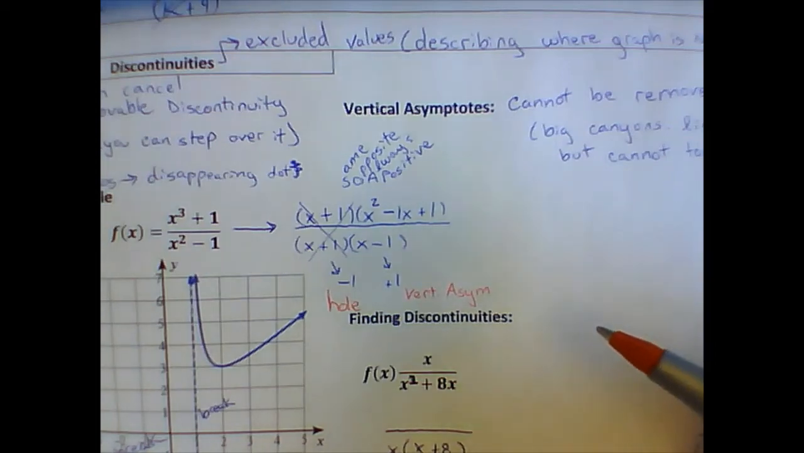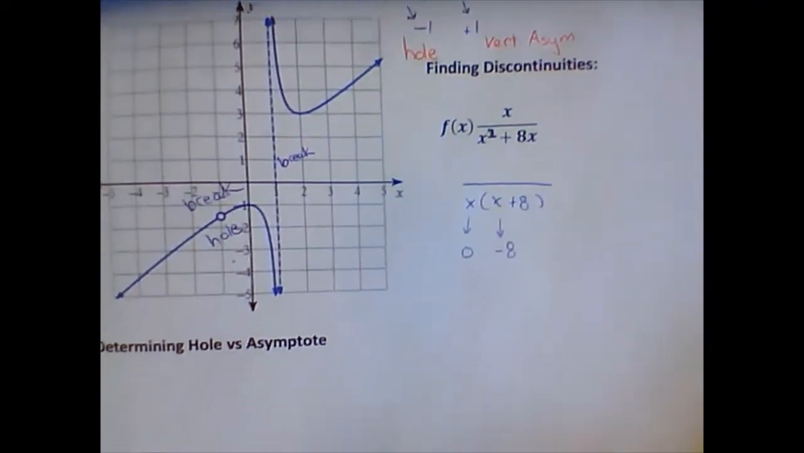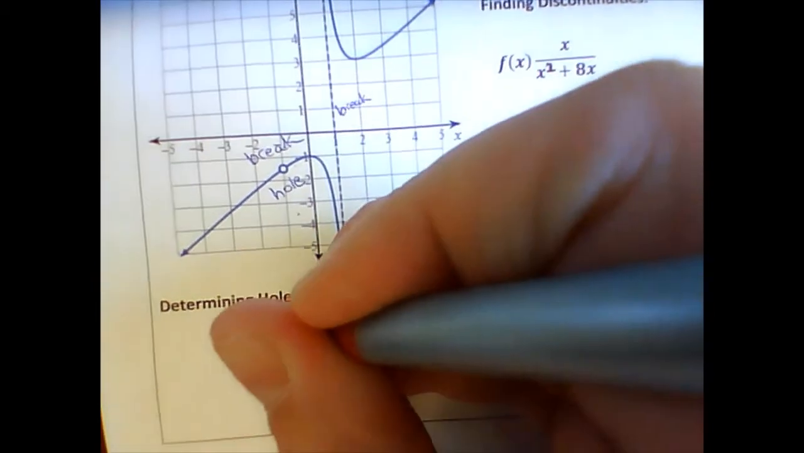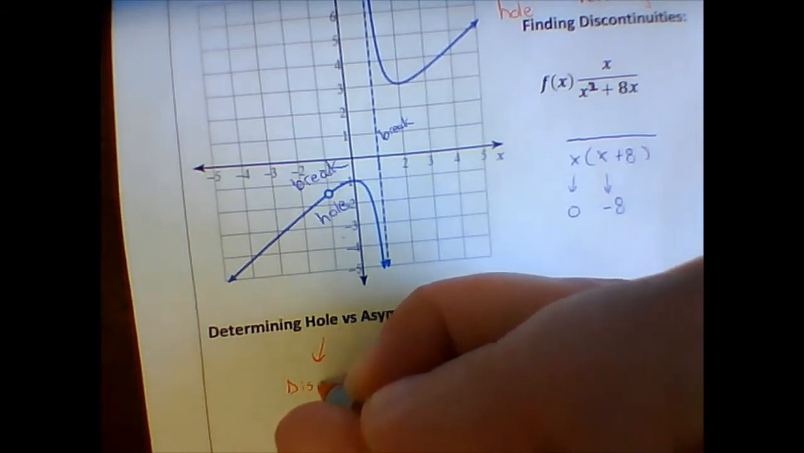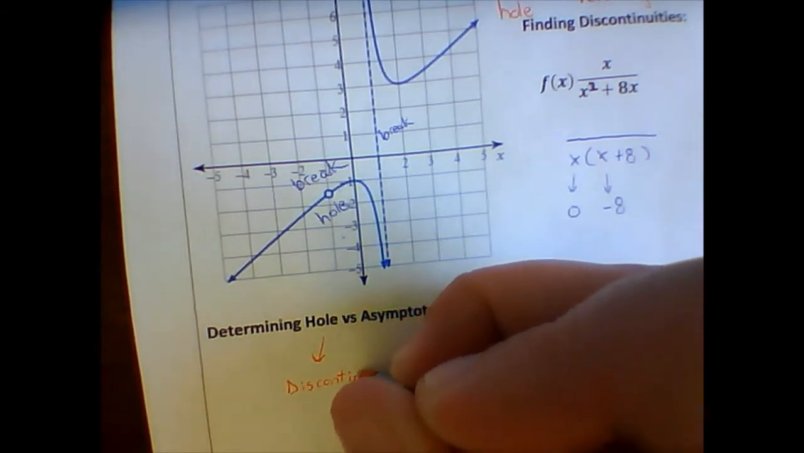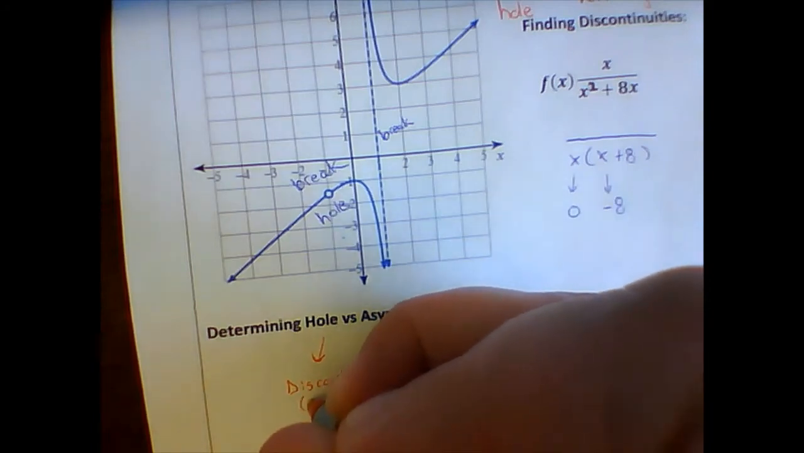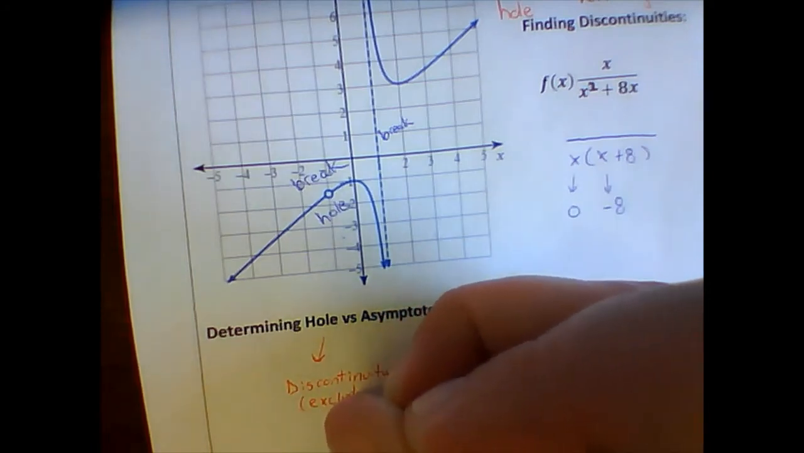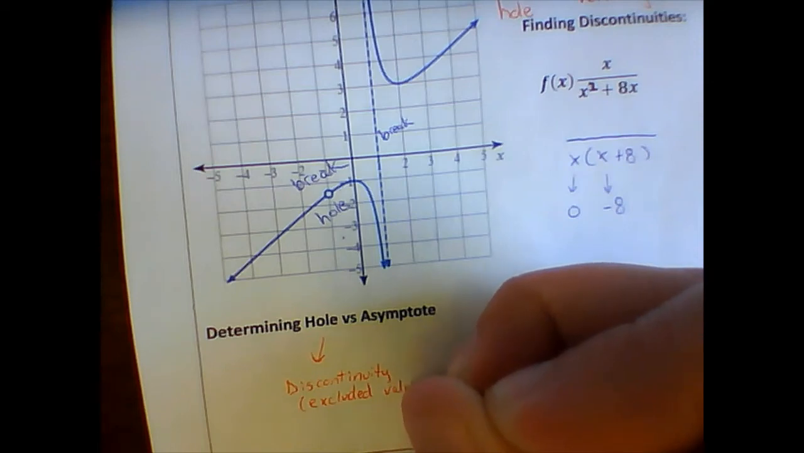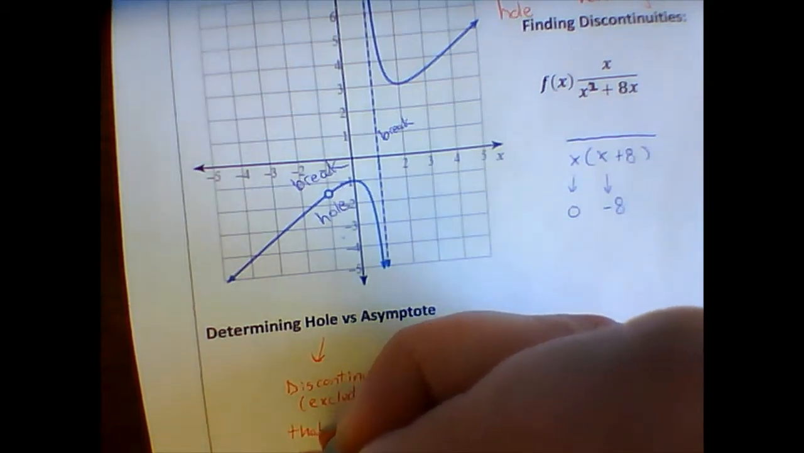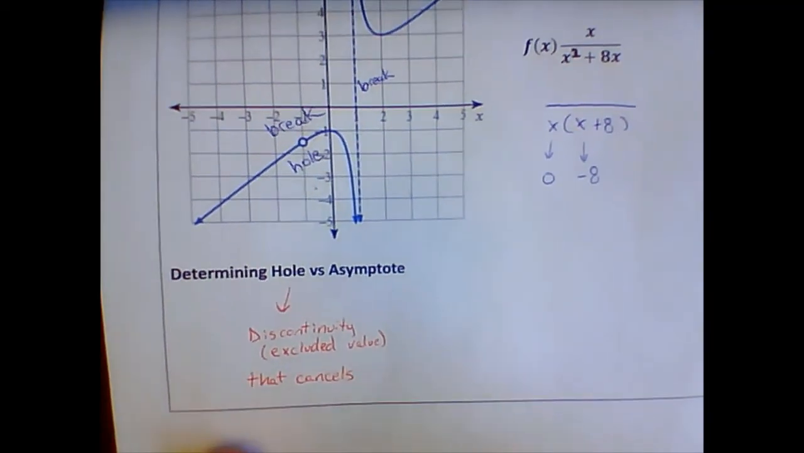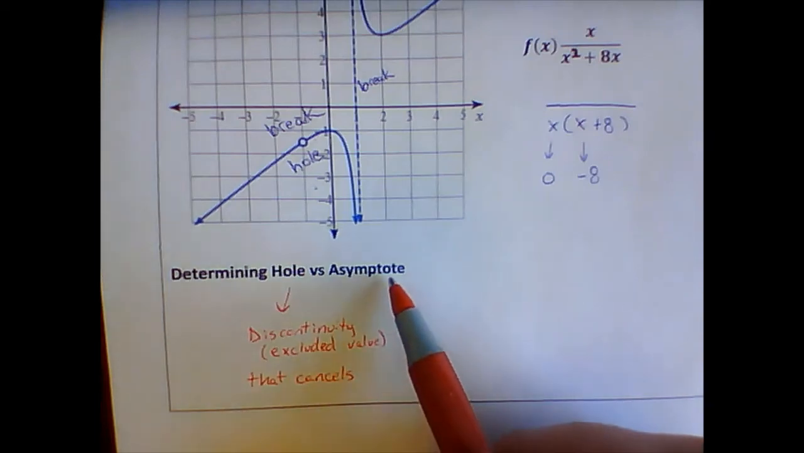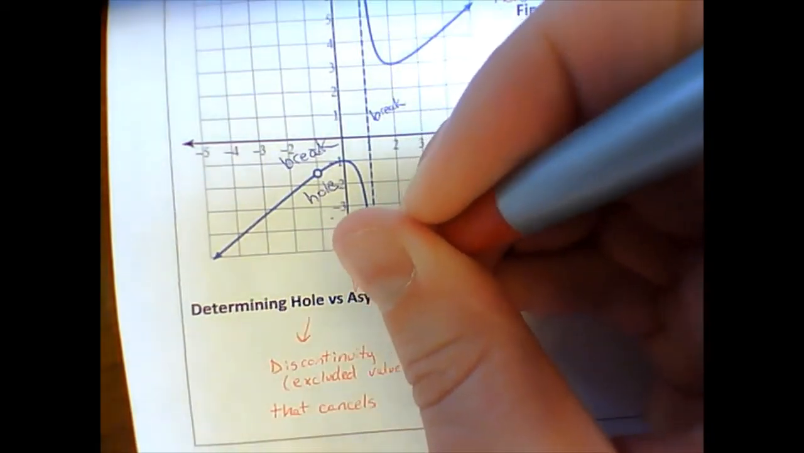So if the group or the letter that makes the discontinuity can be removed, then it's a hole. Okay? So a hole is a discontinuity, also known as an excluded value. They're the same thing, okay? That cancels, okay? The place it came from canceled. That is a hole. Like you can pave a pothole, okay? You can fill it in with dirt. You can make it all better.